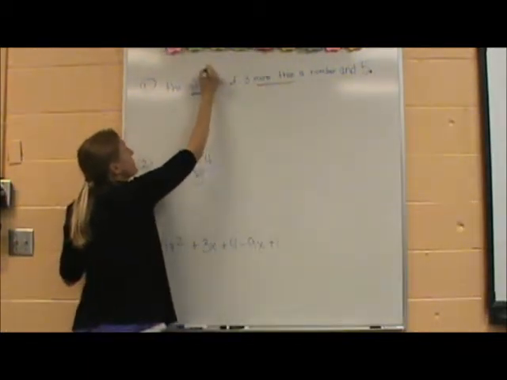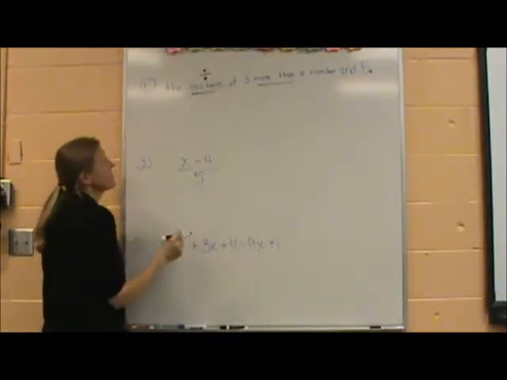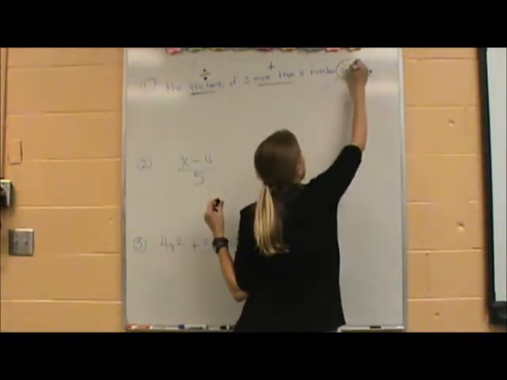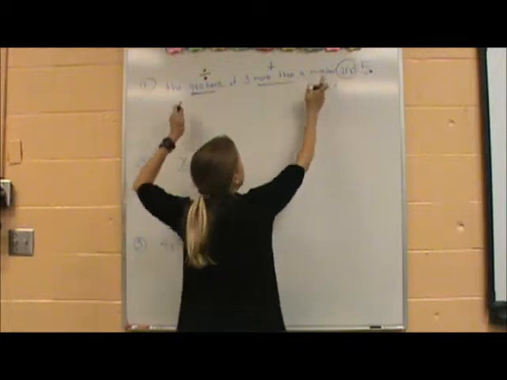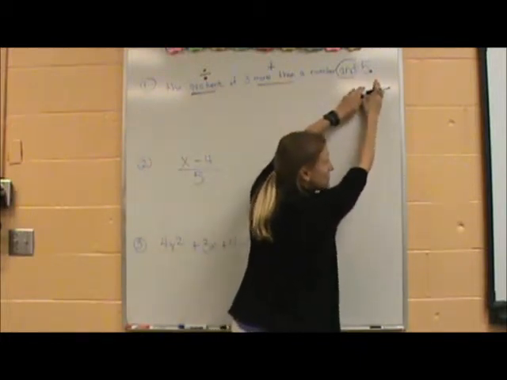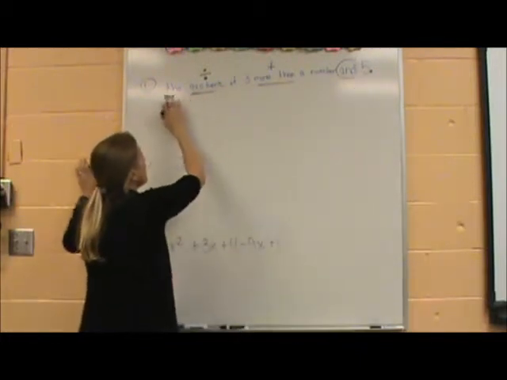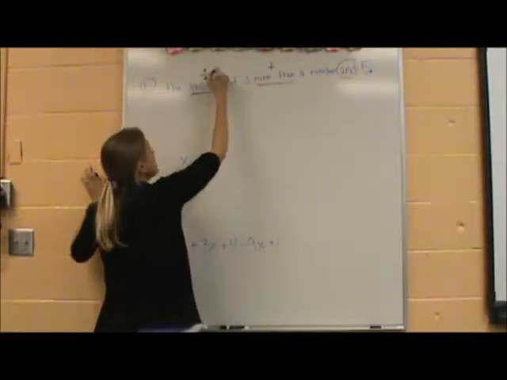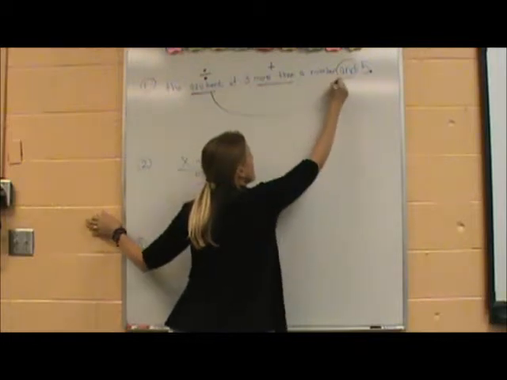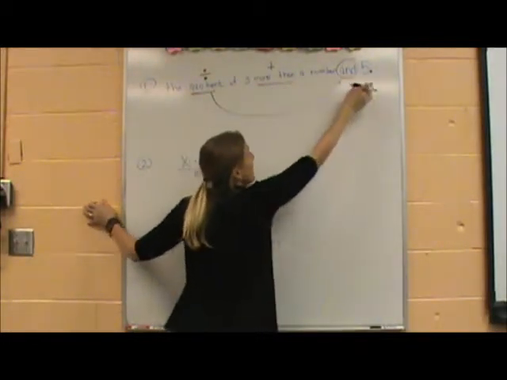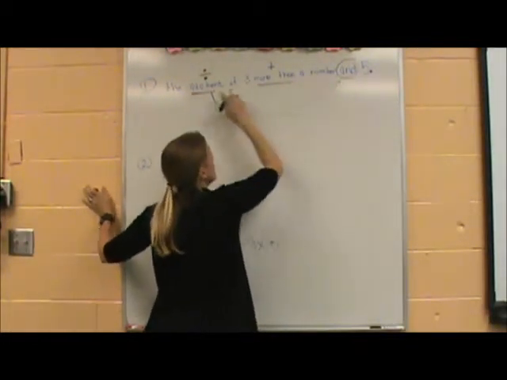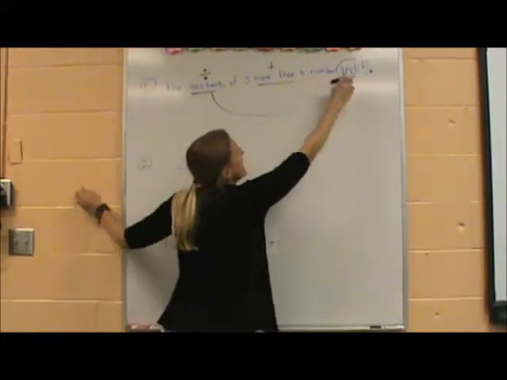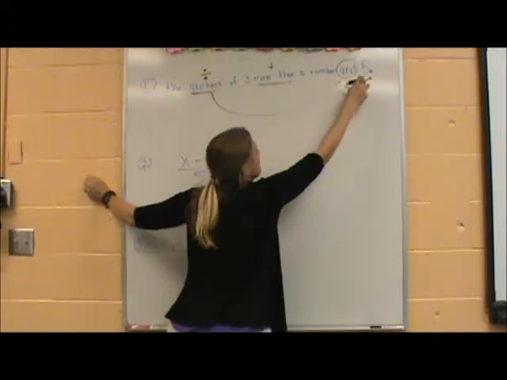Quotient means divide, so mark up there divide. More than means add, and will mean that you're separating this quantity to this number. So the quotient of 3 more than and 5. Quotient has to do with the separation of this and 5. So it means that we need to take this piece first and divide it by 5.